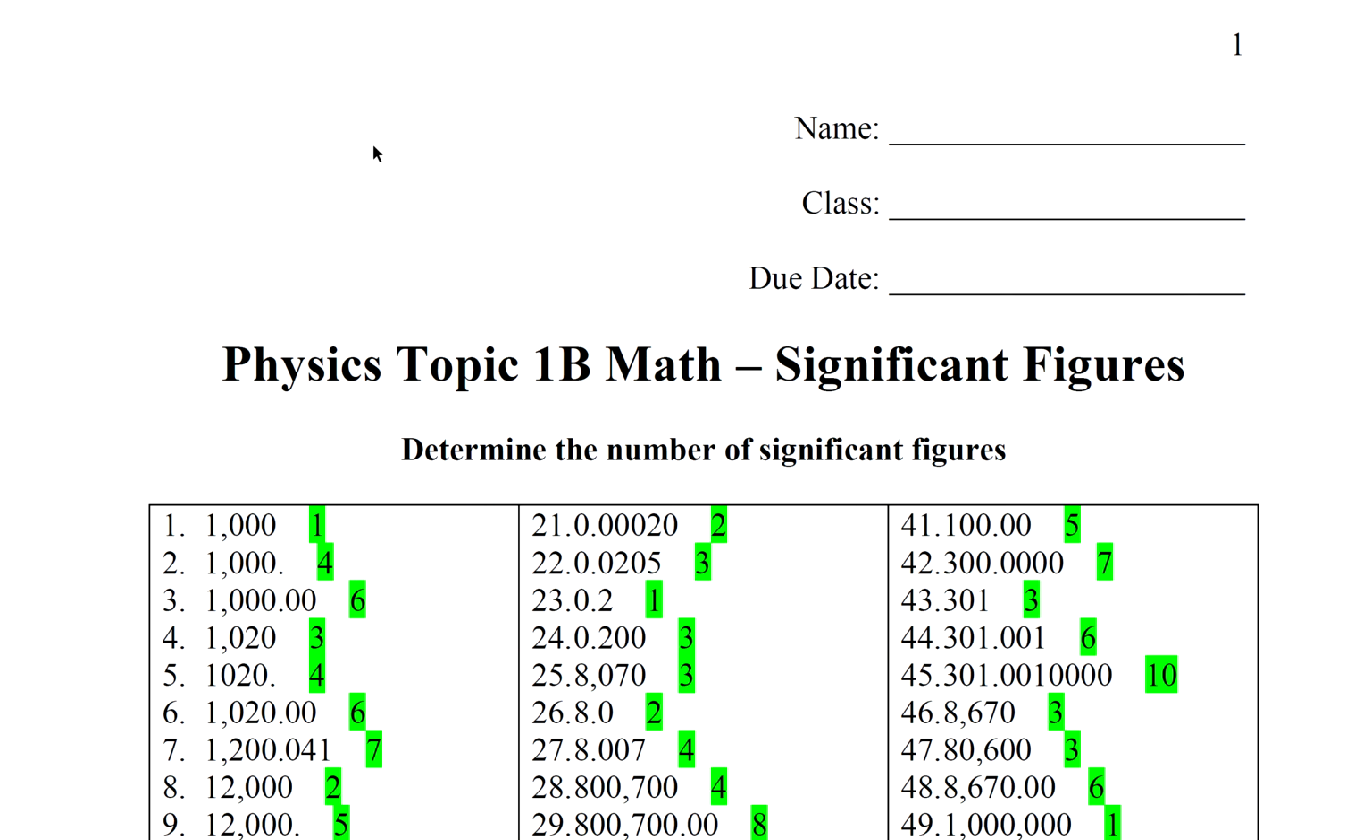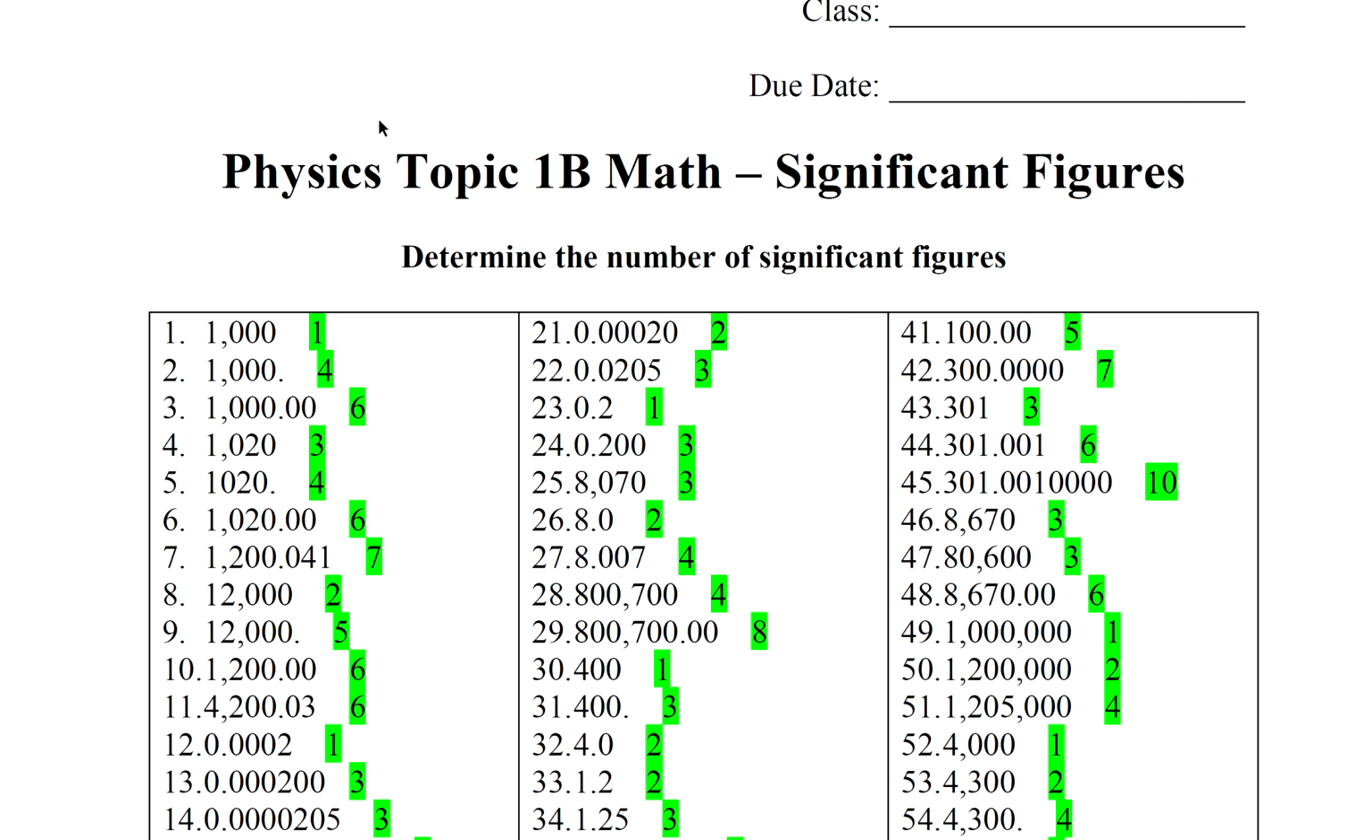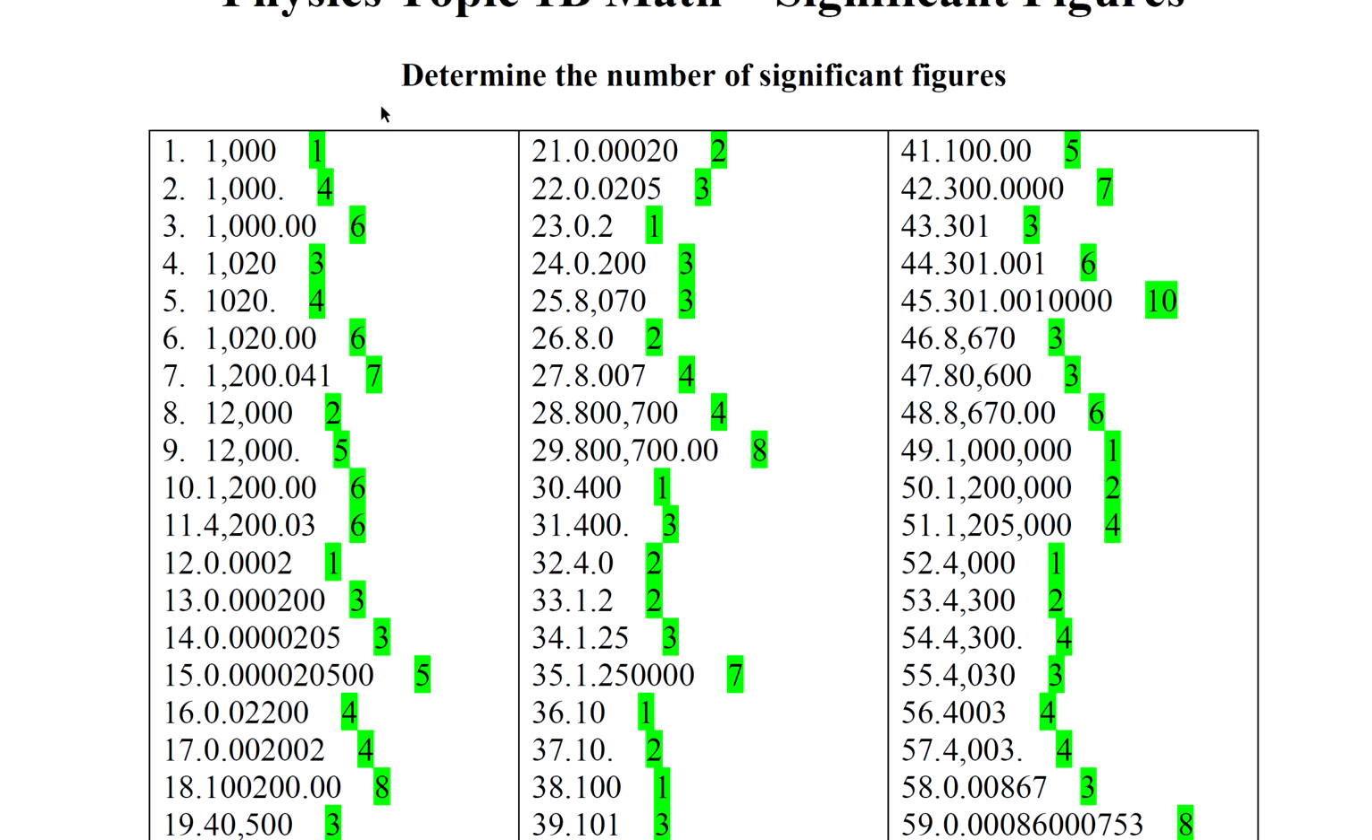This video is about significant figures. The instruction is to determine the number of significant figures. So question 1, how many significant figures are in the number 1000? A very common mistake is to say 4.